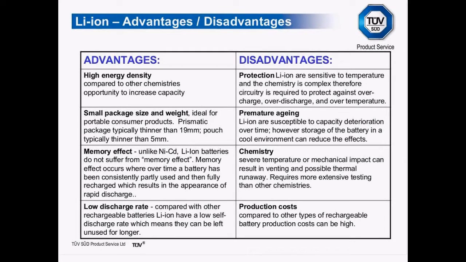Also, because the chemistry is more active maybe than some other chemistries, more extensive testing needs to be done to ensure that the product is safe. Production costs of the actual manufacturing of the cell tend to be slightly higher than other chemistry types.